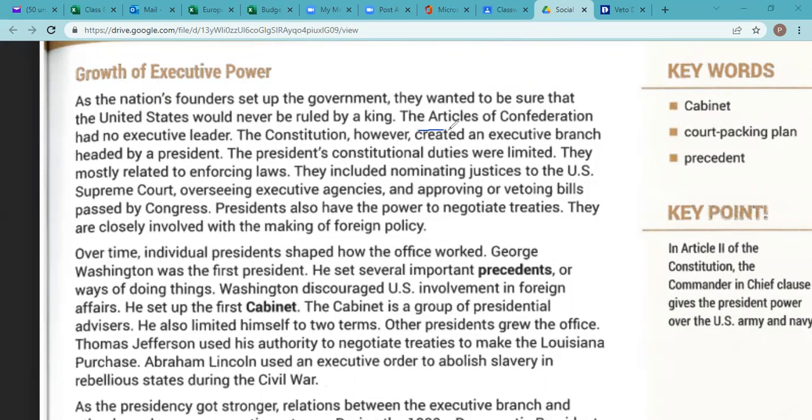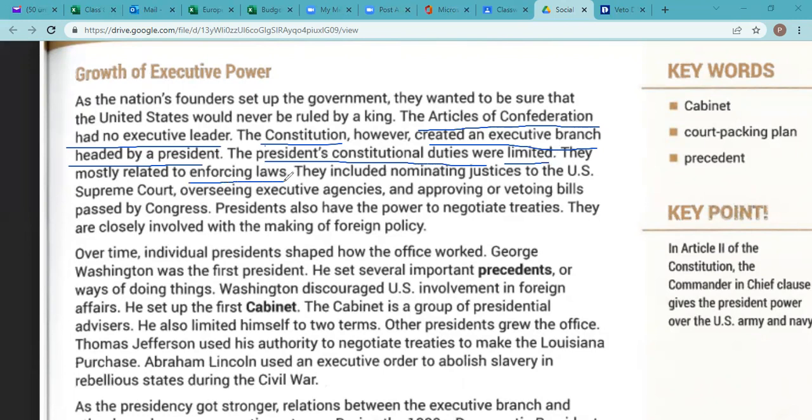So the Articles of Confederation had no executive leader. But the Constitution, however, the Constitution created what they called an executive branch headed by a president. Now, the president's constitutional duties are limited. Now, they mostly relate to enforcing laws. All right, so that's mostly what the president does, is enforce laws.